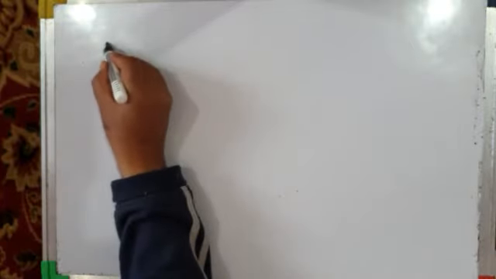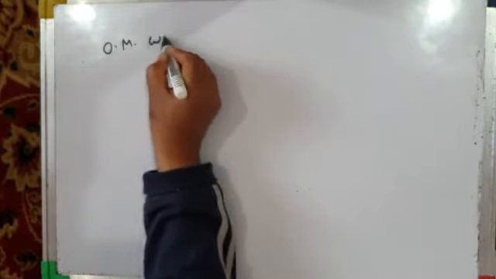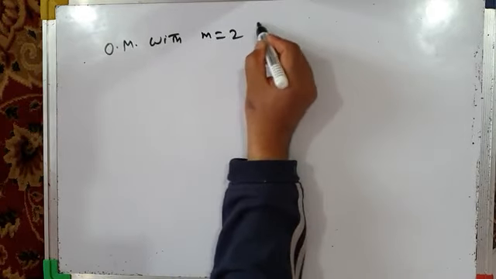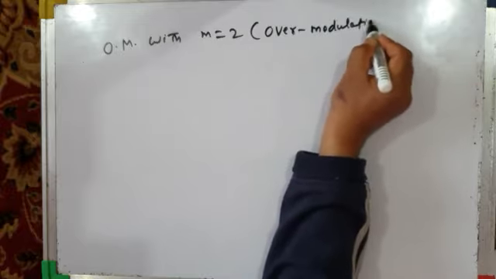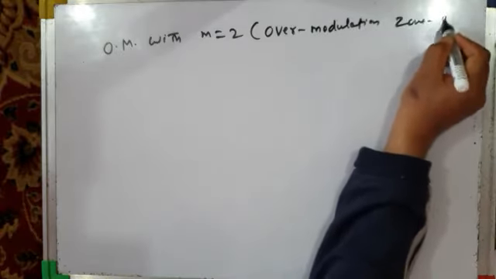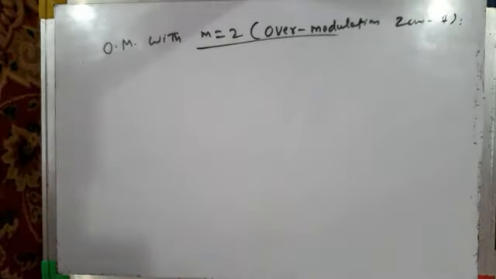And we found that for over-modulation, if modulation index is greater than 1.15 and up to 1.33, we are in over-modulation zone 1. And if modulation index is greater than 1.33, we are in over-modulation zone 2. So today we are going to discuss over-modulation zone 2. So we are going to discuss over-modulation with m equal to 2, which is over-modulation zone 2. I will write here Over-Modulation Zone 2.